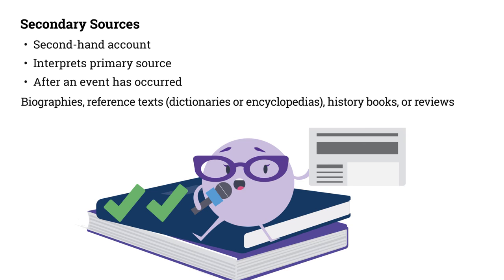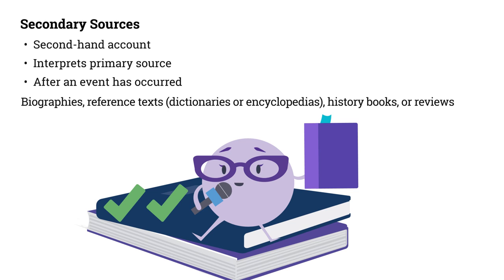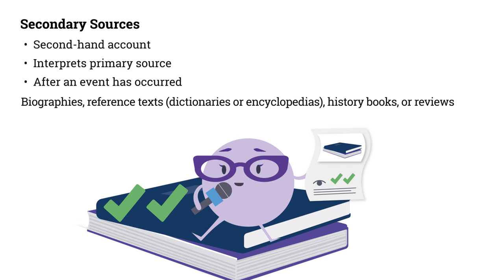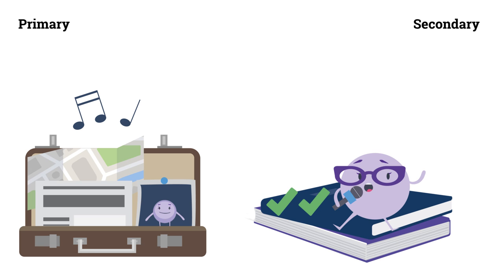Examples may include newspaper or magazine articles after an event has occurred, biographies, reference texts such as dictionaries or encyclopedias, history books, or most anything containing a review of an event or events. Secondary sources most often interpret a primary source. Although primary sources are most commonly preferred, both primary and secondary sources are useful for different cases.